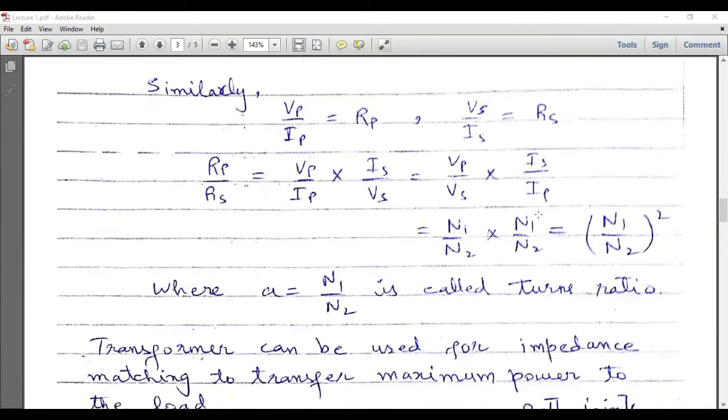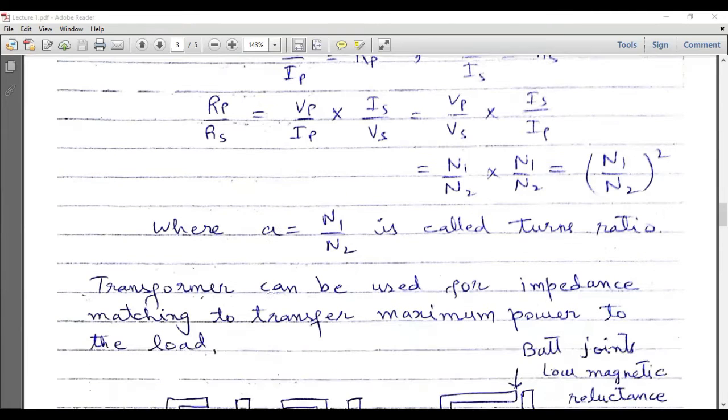These transformations will be helpful in determining the parameters when we refer the equivalent circuit of the transformer either to the primary side or the secondary side. So these transformations will be useful in that situation. This N1 over N2 is called the turn ratio, and it is represented by a.